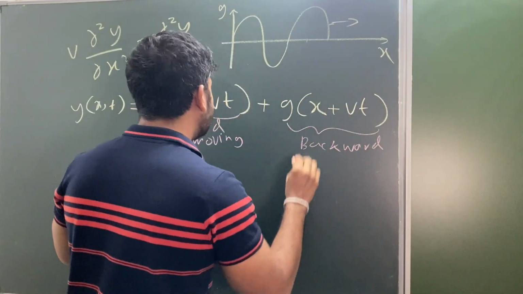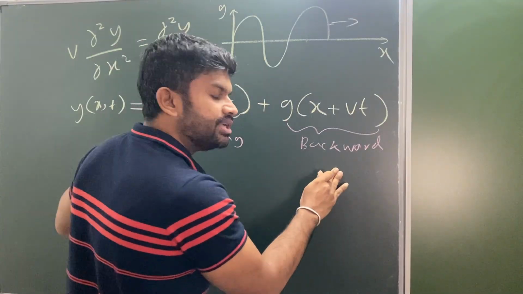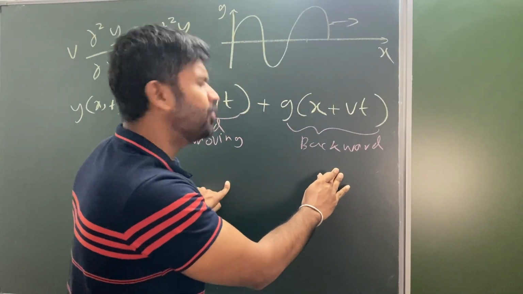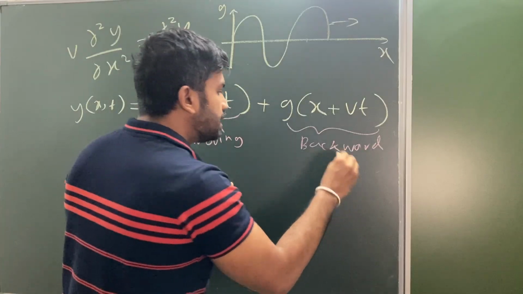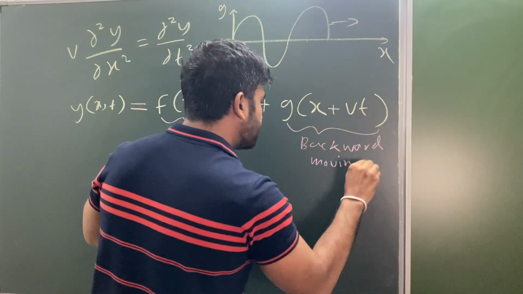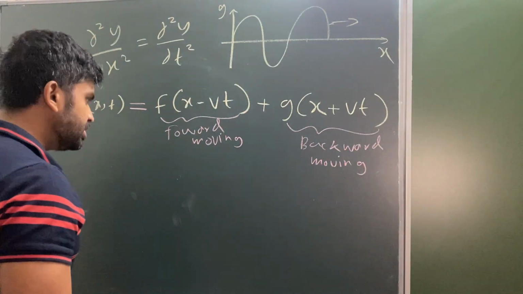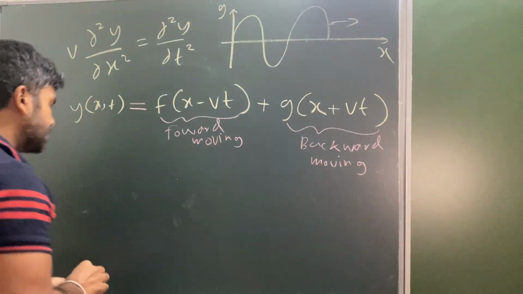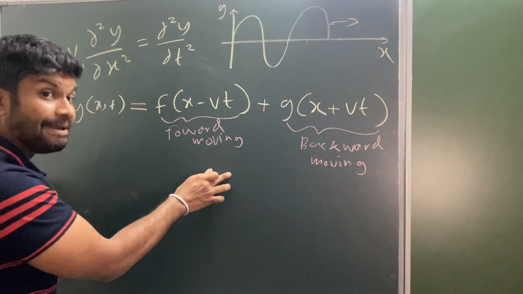Surprisingly, out of nowhere, we take this as forward moving, we take this as backward moving. Is it so? No, not really. I'm going to show you. This is a backward moving one, but those are not coincidence. I'm going to show you exactly what we are doing with them, right?